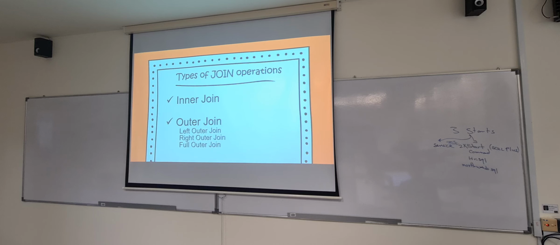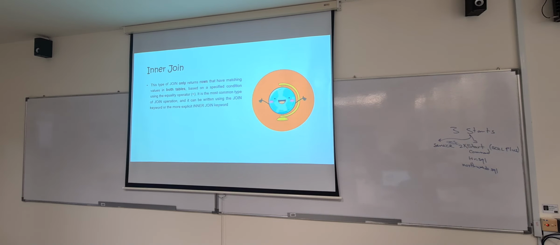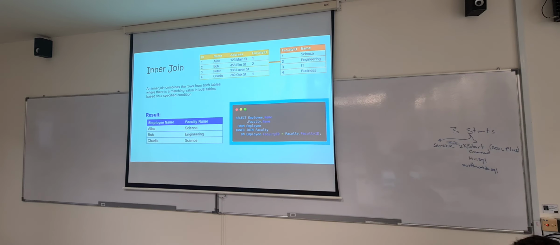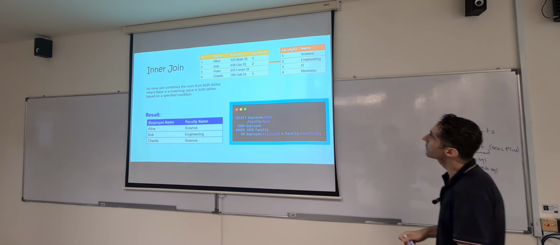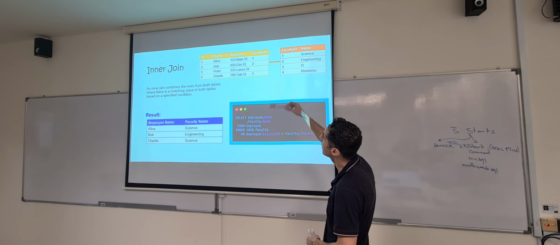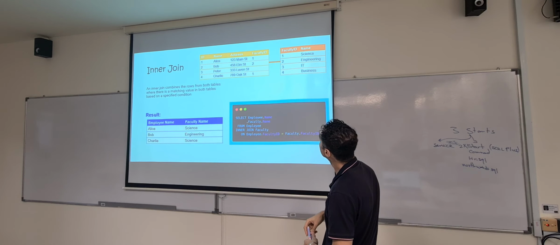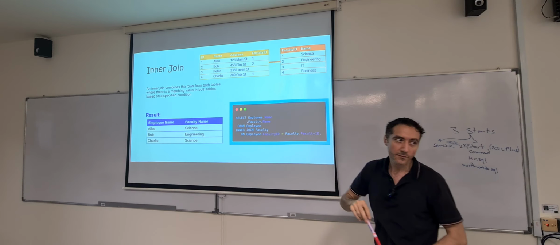So let's try to understand by using an example the difference between the types of join. For inner join, this type of join only returns rows that have matching values in both tables. So if we have a foreign key in one table, then we only return rows that have a match between these two tables. Okay, so let's see an example. So here we have two tables. One is about, let's say, the employee or staff we have, and then we have the faculty table, right?